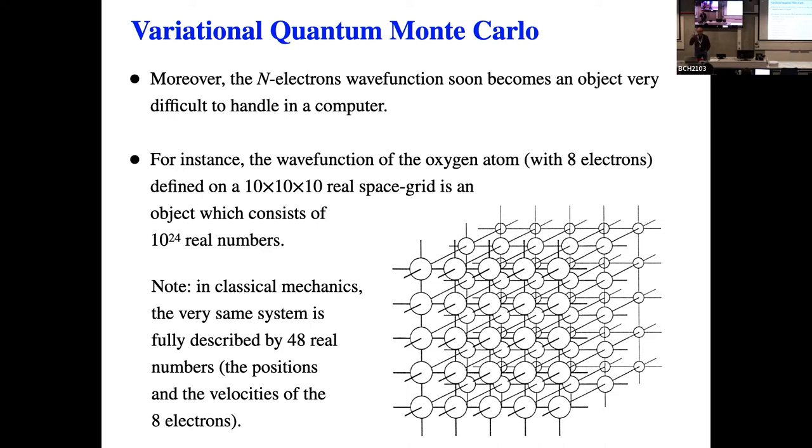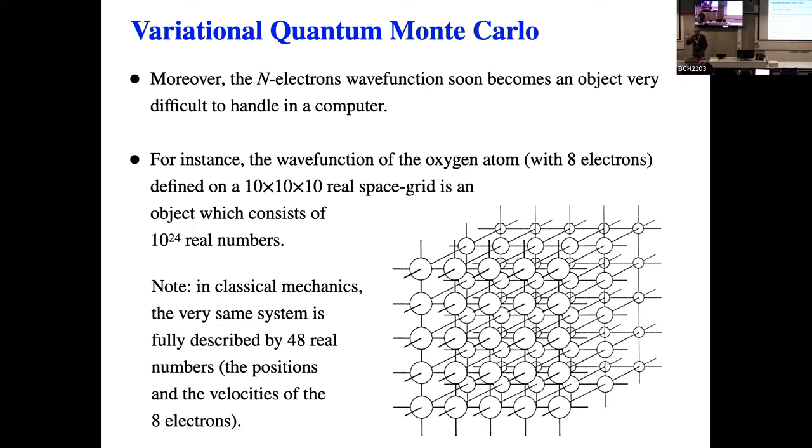that means we are going to need 10 to the power of 24 real numbers to describe the wave function. Each single electron has a position R1, R2, up to R8, and there are three coordinates for each of the R's. So we need that on this 10 by 10 by 10 grid for each of R1, R2, up to R8. That's already a very big number if you just want to store it.